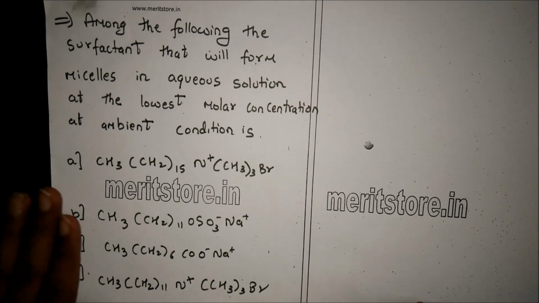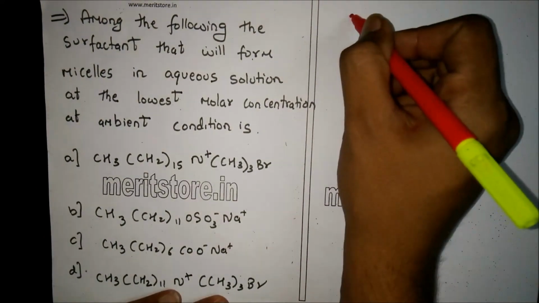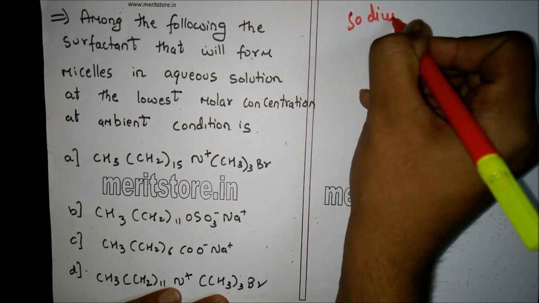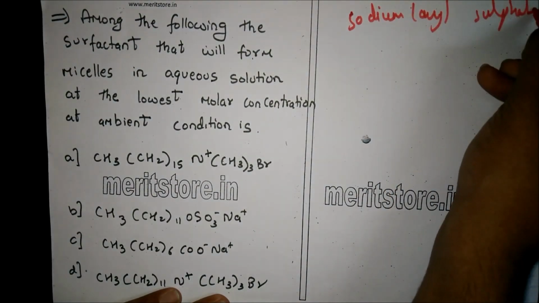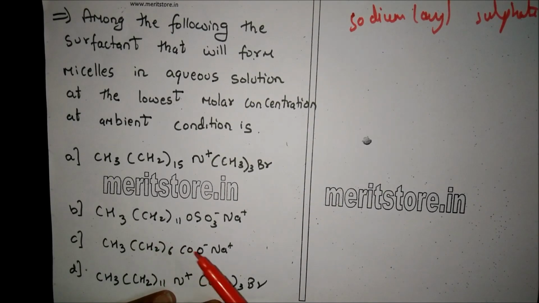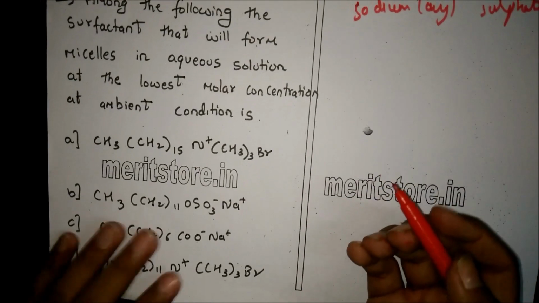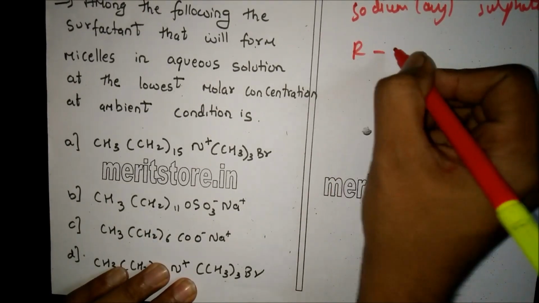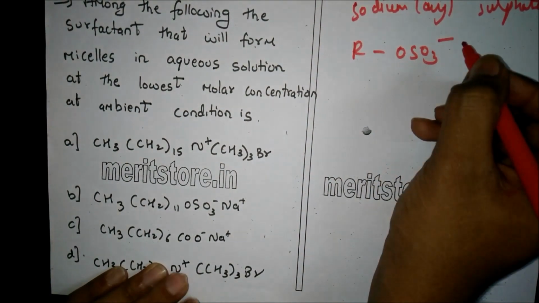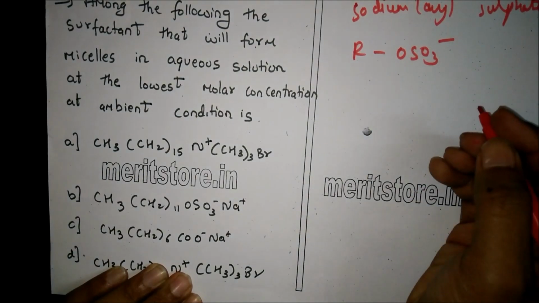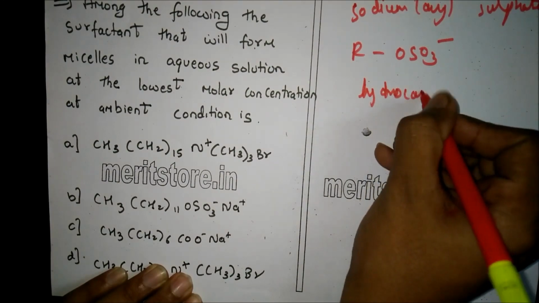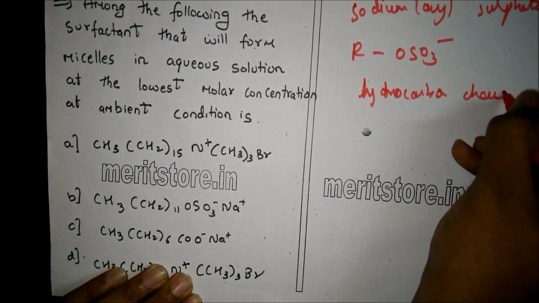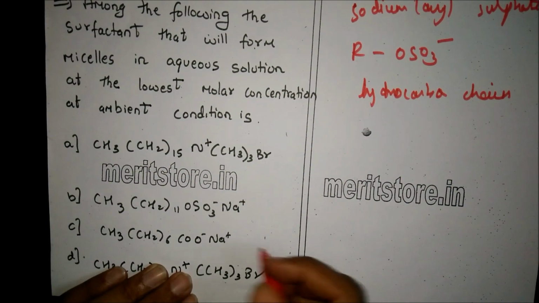Now, in case of detergents, out of these, B is a detergent, which is sodium lauryl sulfate, which is CH3(CH2)11 OSO3- Na+. The polar group is OSO3-, along with the long hydrocarbon chain. The polar group along with the long hydrocarbon chain will definitely form micelles. Therefore, the correct answer is option B.